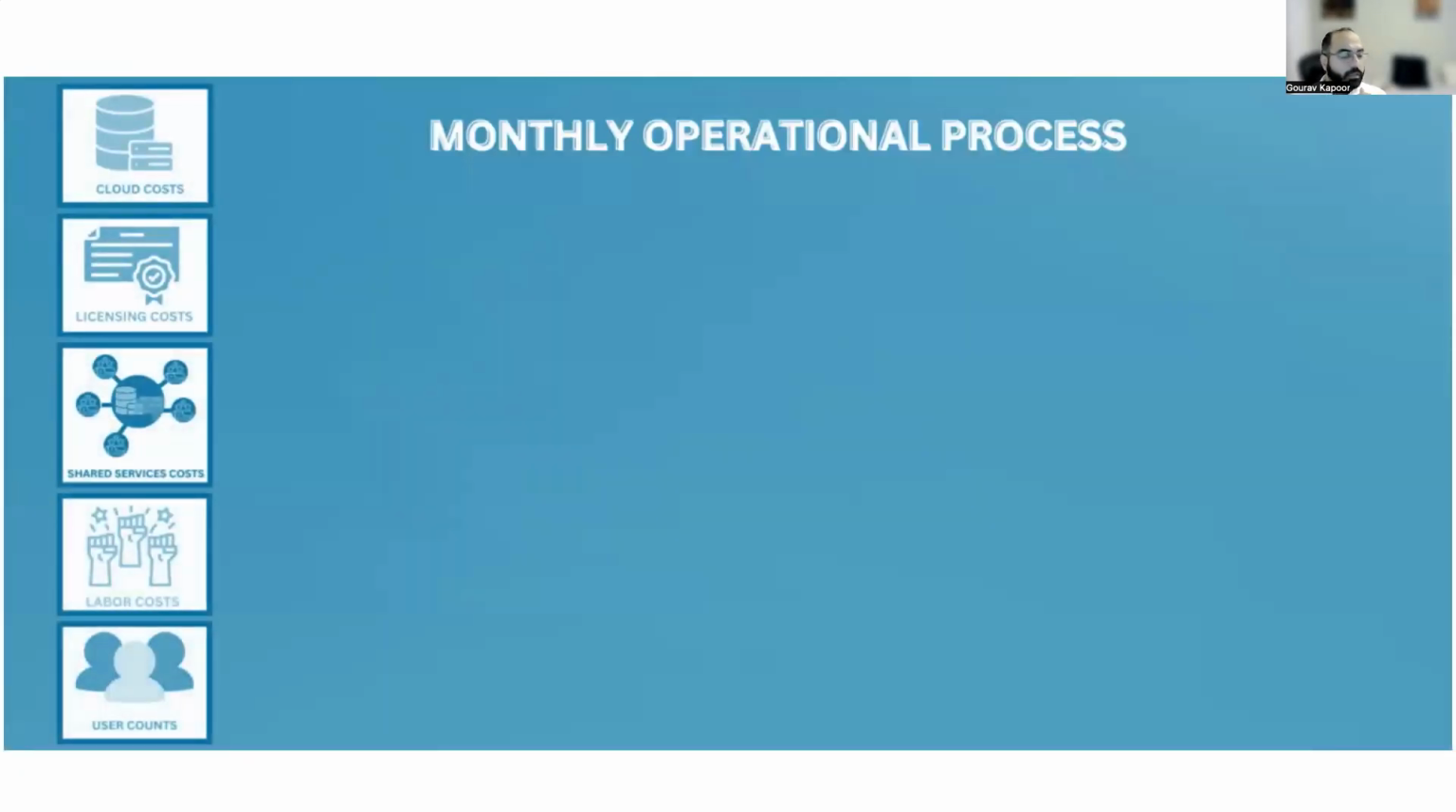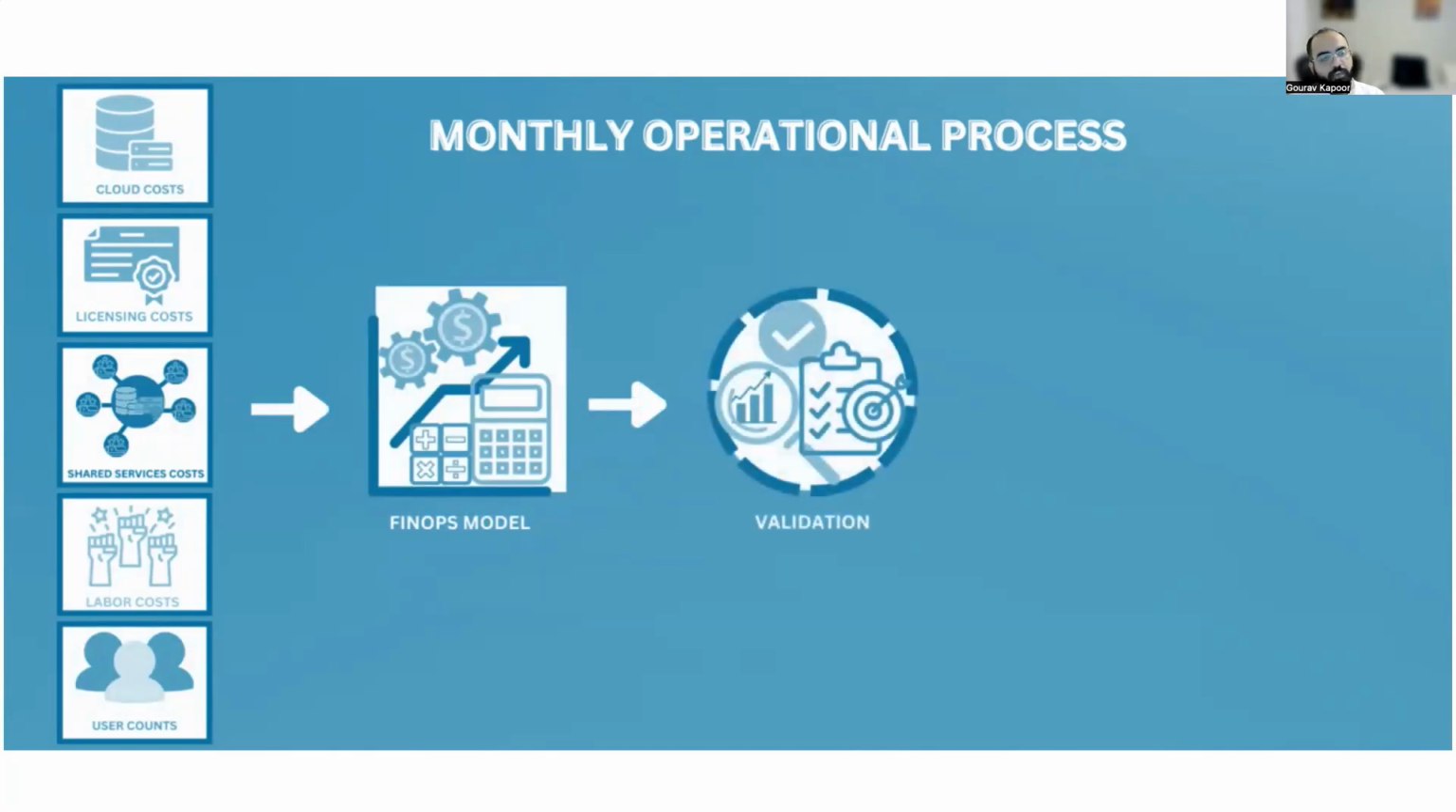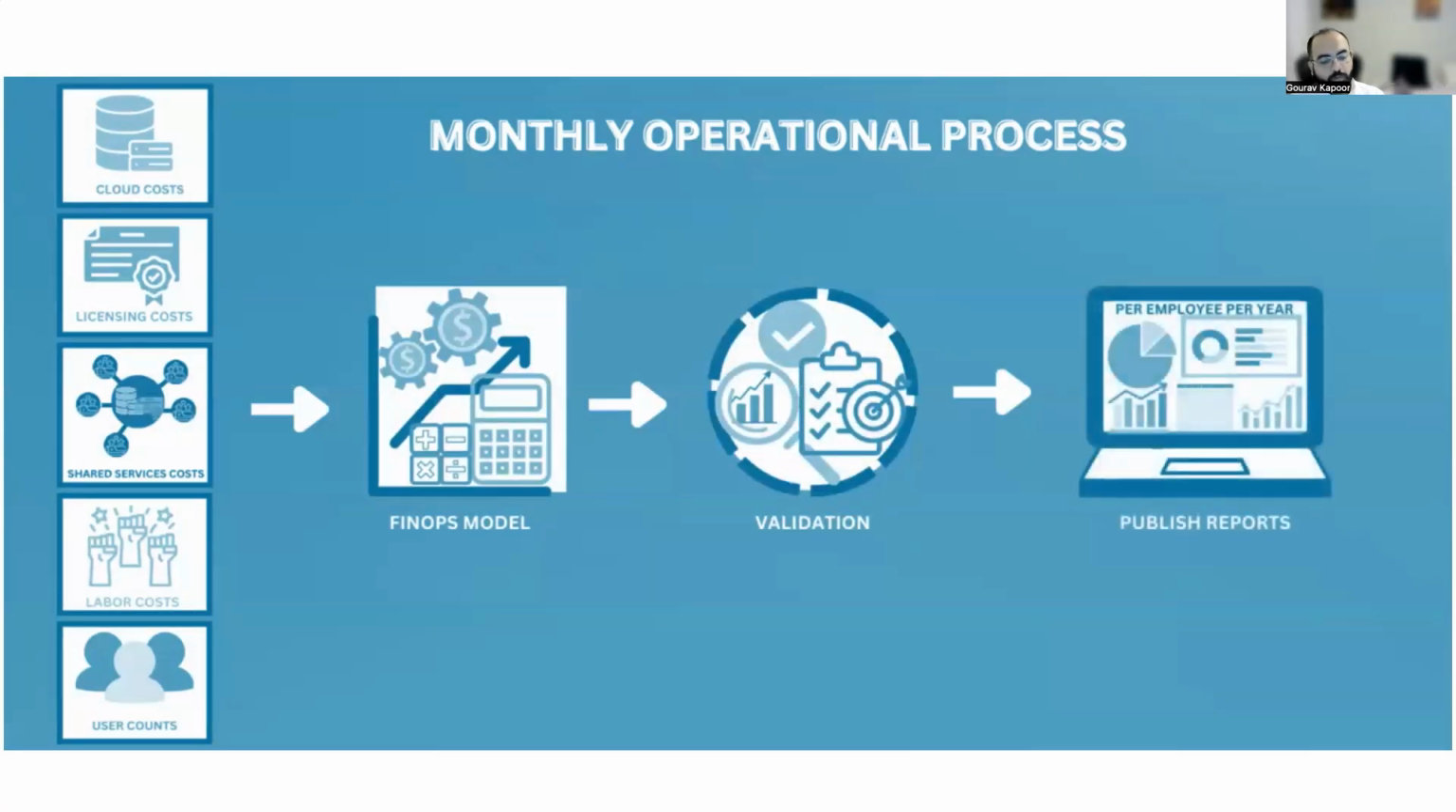right? So this is an example of a monthly operational process, right? And again, I know we're talking about how we did it, what we did. So let's say we found the metric which we just showed you, right? And now you're trying to essentially make sure that this is scaling, right? So this is the monthly operational process where all of these building blocks you put into some sort of a finance model, you do this monthly validation, and then publish reports for your leadership, right?